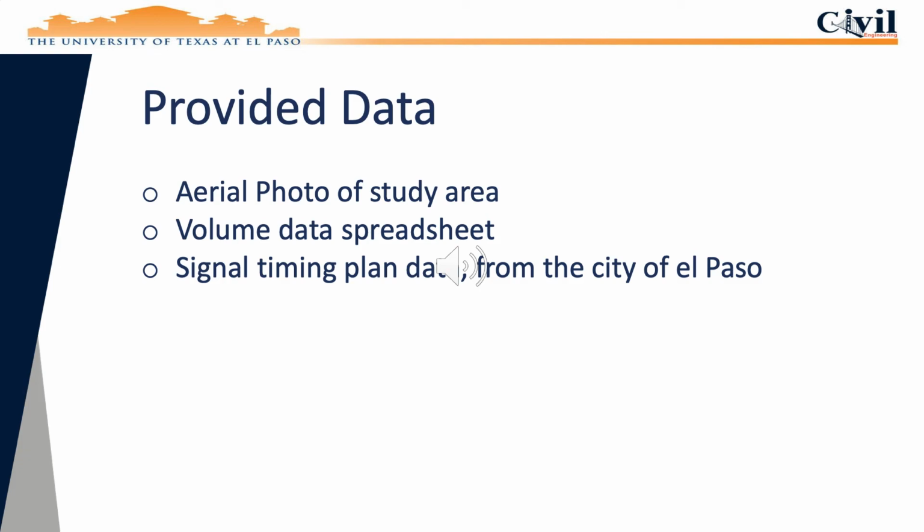The only provided data, aside from the already discussed aerial photo, is the turn volumes. This was provided in a spreadsheet with volumes from different time periods in the same day, and our task was to come up with the highest volume in a 1-hour time period. Other data is the signal timing data plan. This is used by the city of El Paso, and it will give our model a better sense of its accuracy.